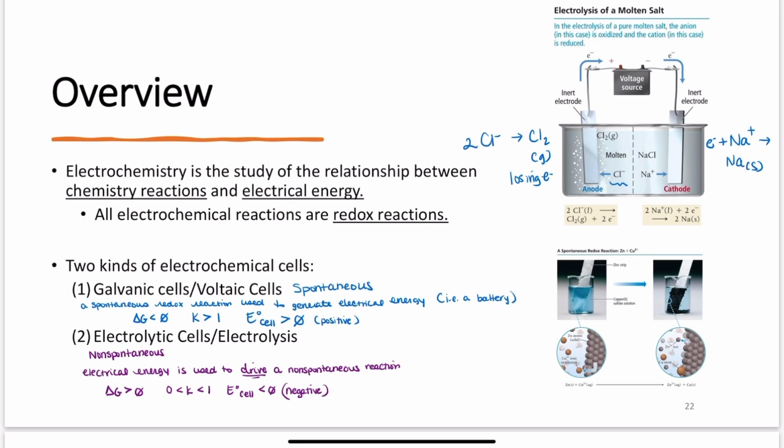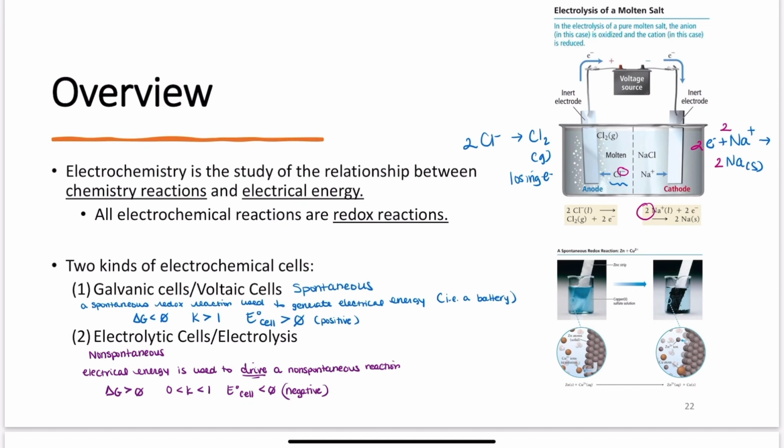The balanced reaction is showing two sodiums because the chloride ion is giving up two electrons. So I've got to have two electrons reacting with two sodium ions to form two sodium metals. This is not a spontaneous process, right? Even if I melt table salt, it's not going to randomly form back to chlorine gas and sodium metal, but I can force it to through electrolysis.